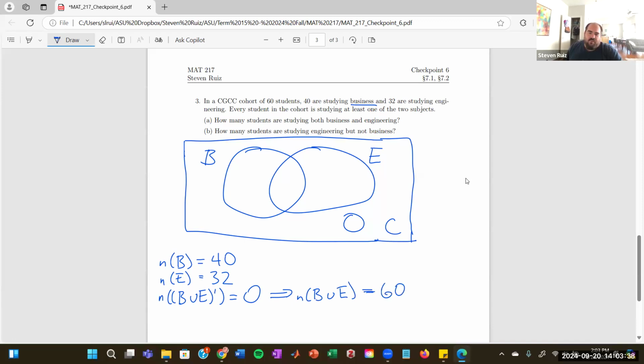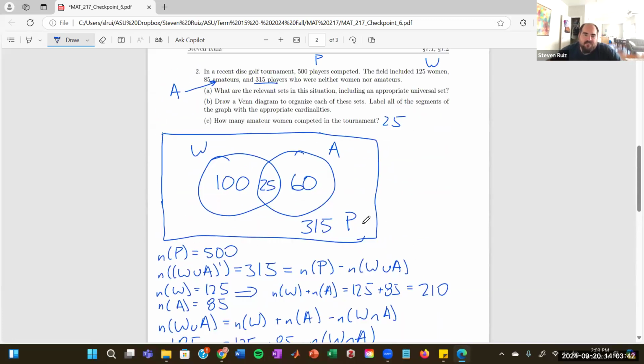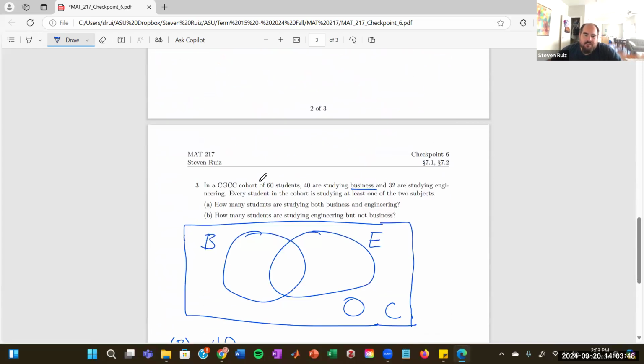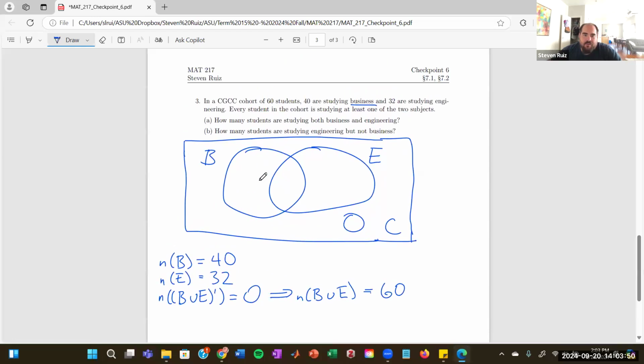This is a shortcut we couldn't take with the last problem, because we had people that lived in the universal set but outside of the other 2 sets that we defined. We don't have that this time. Okay. So the question here: how many students are studying both engineering and business?